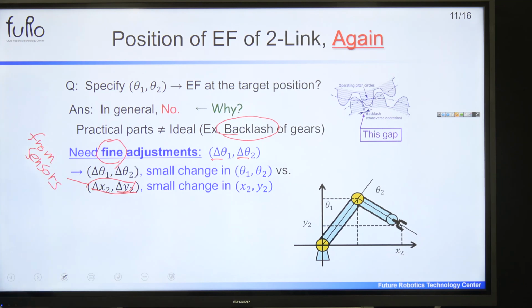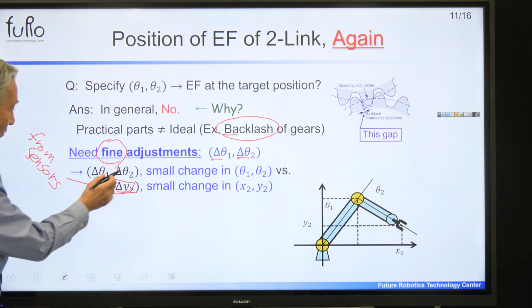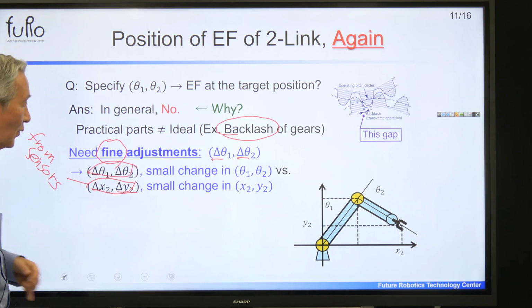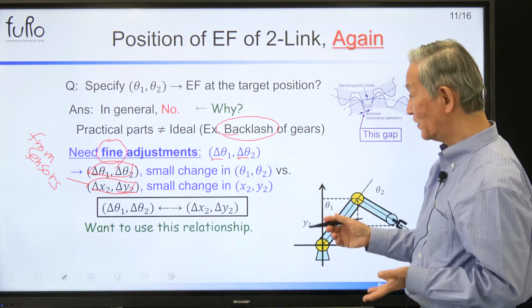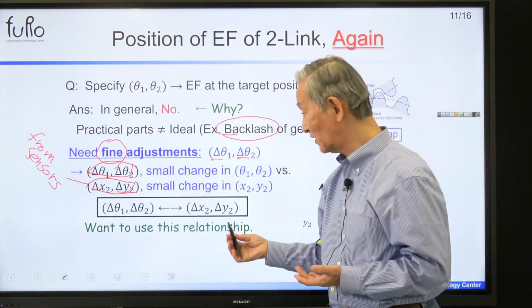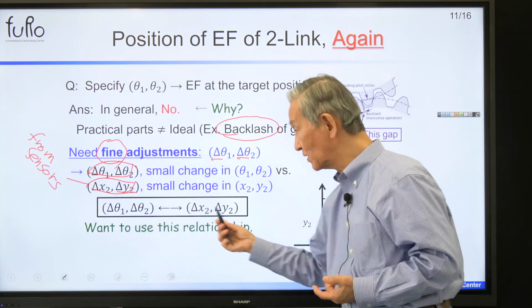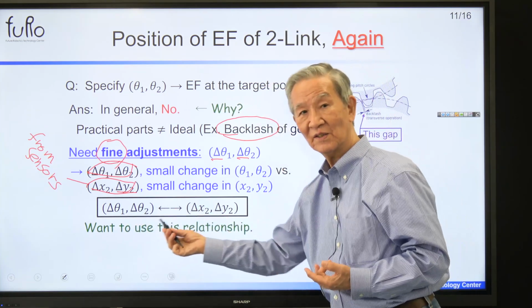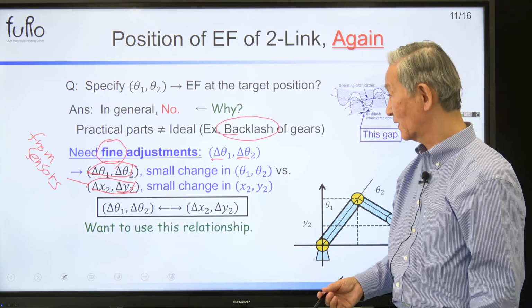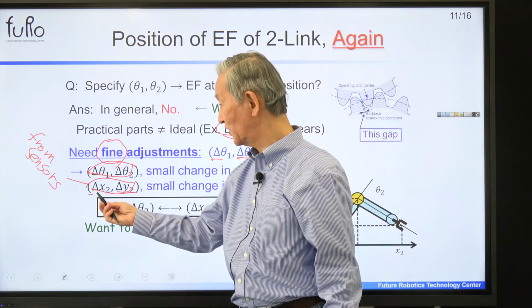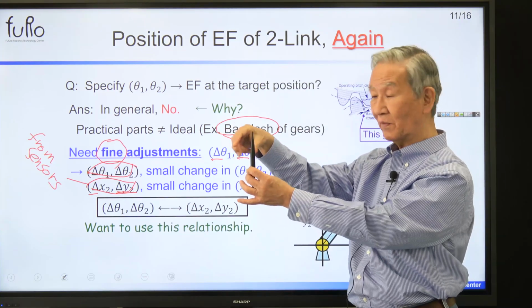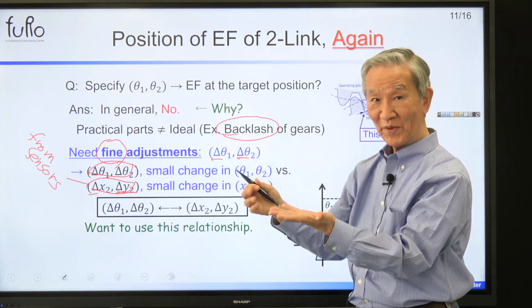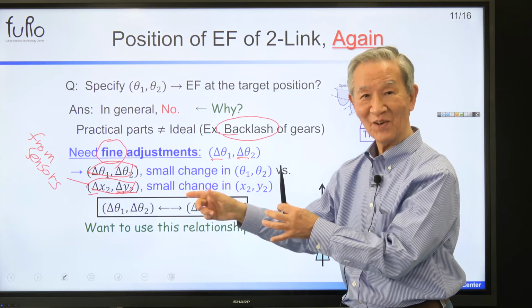From sensors, you get this one here. And this is something you want to find out. For that, what you need is a relationship which can tell us how these two are related to each other. By the way, I put the delta here, the position error of the end-effector, hoping that the position error is small, okay?